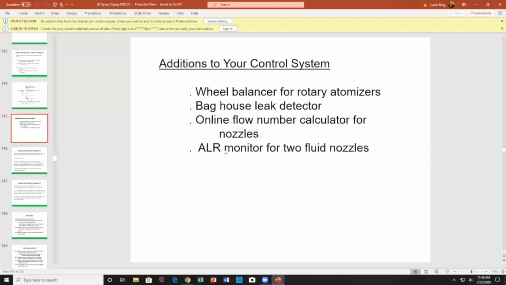Let me talk a little bit about some additions to your control system. You might put in a wheel balancer for rotary atomizers. You might put in a broken bag detector for your bag houses. For nozzles, you calculate the flow number. Flow number is really flow area for your nozzles. You can possibly calculate that online. It's to monitor the wear or clogging of your nozzles.